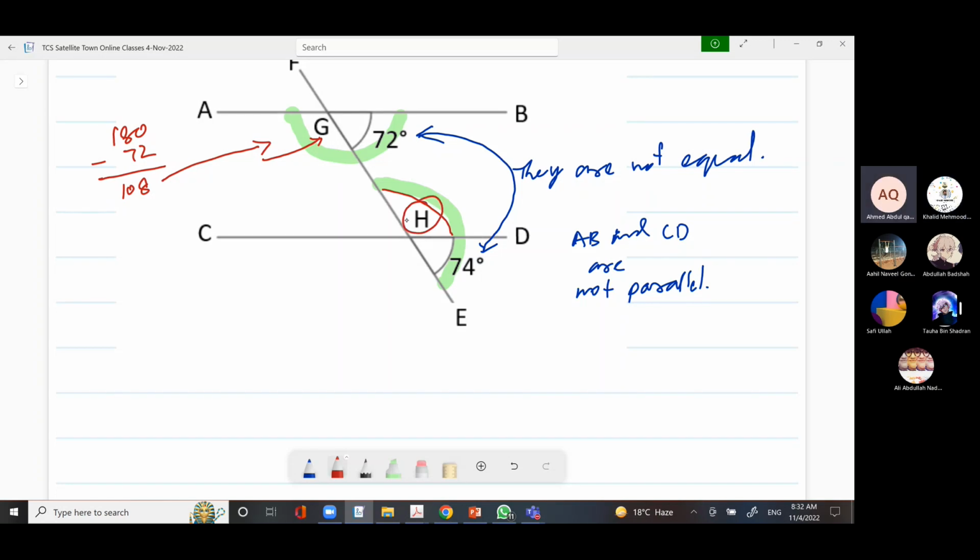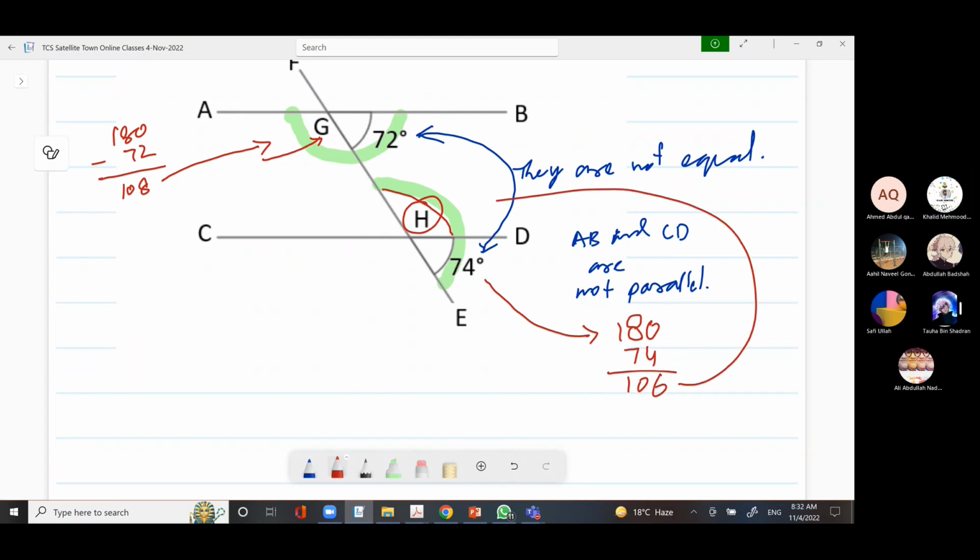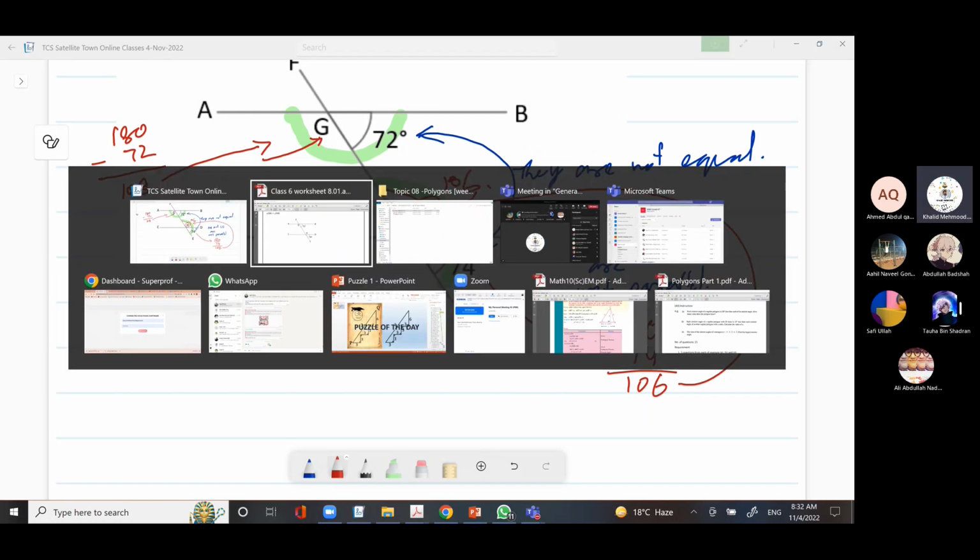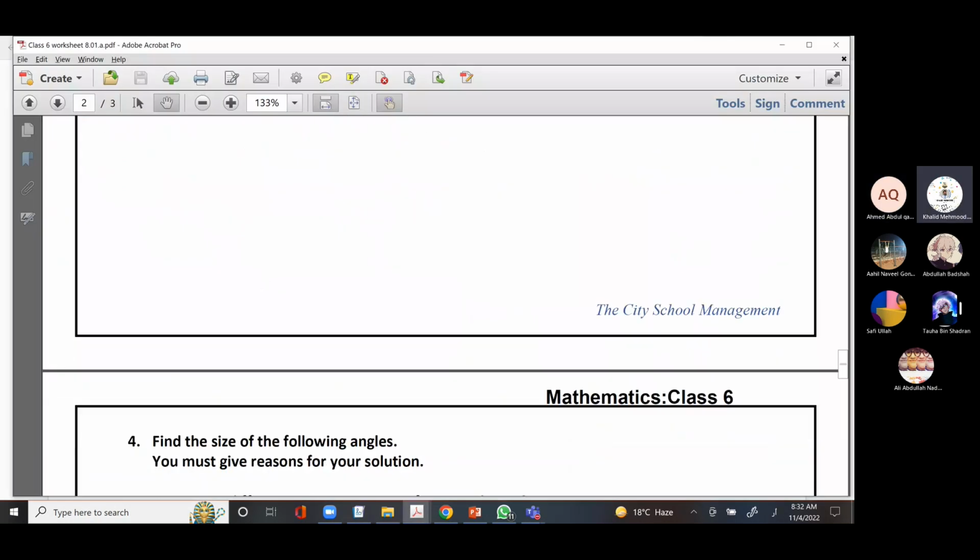So again, we'll be subtracting 74 from 180. Sir, 106. Yes, you are right, it will be 106. That's great. You found it. Now let's go to the next one.